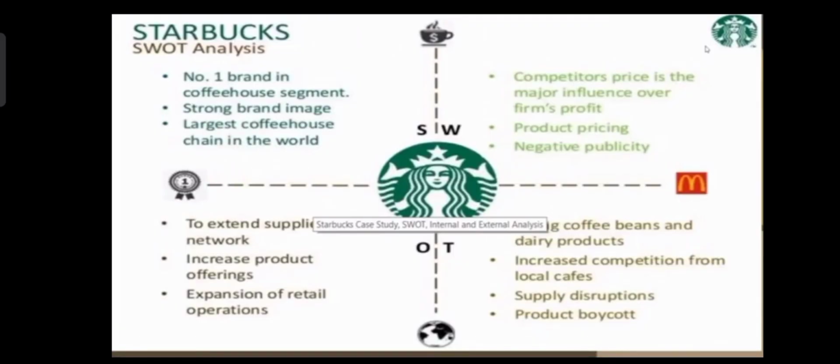Let's take a look at the Starbucks SWOT analysis. Their strength: Starbucks is a well-known company and a coffee shop, that will be the Starbucks strength. They are the number one brand in the coffee house segment. Of course, because they are number one, they have a strong brand image, and they have the largest coffee house chain in the world. That will be their strength. What about their weaknesses?